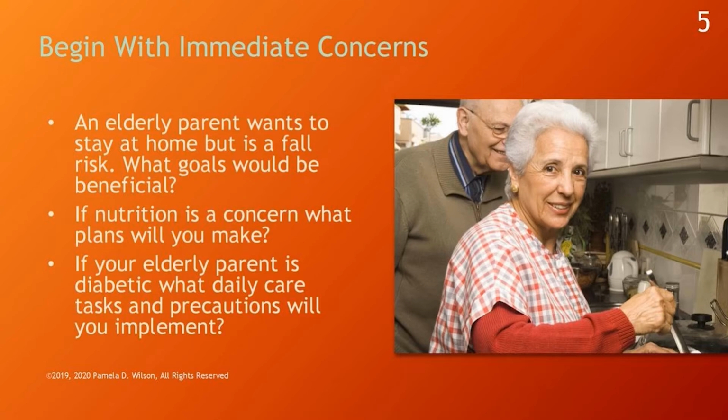in a doctor's office or in a nurse's office. What are the outcomes? What are we trying to accomplish here? This is what we mean. So, for example, an elderly parent wants to stay at home but is a fall risk. What outcomes surrounding reducing falls are beneficial?